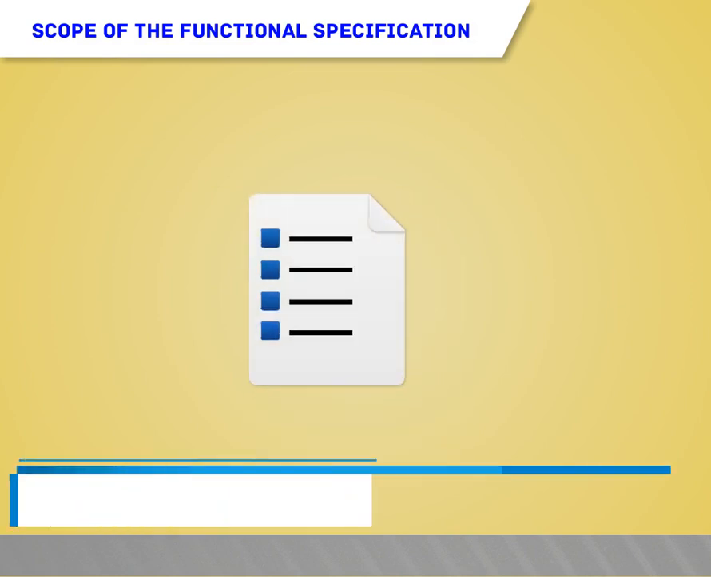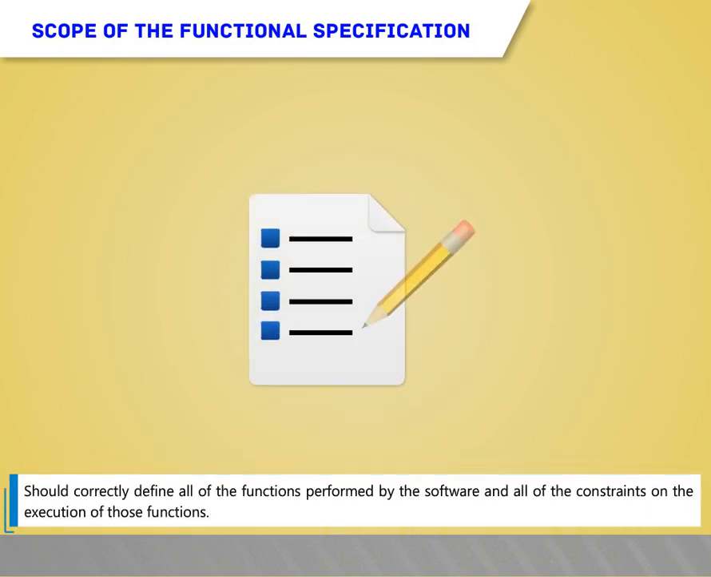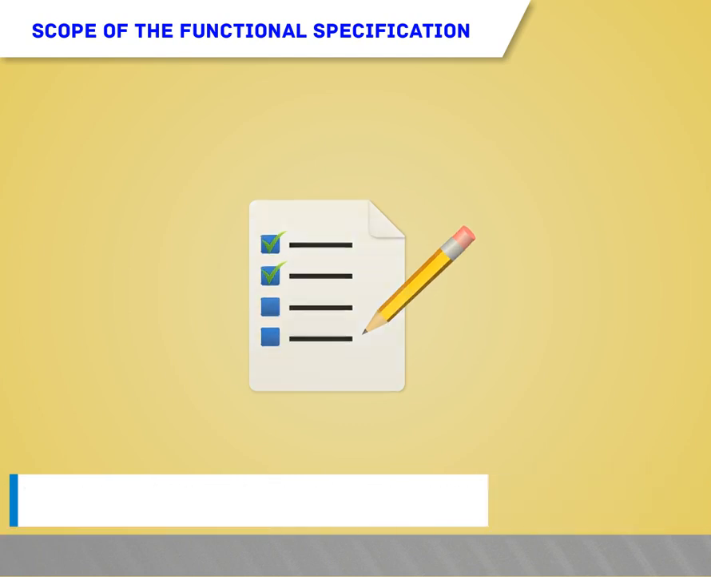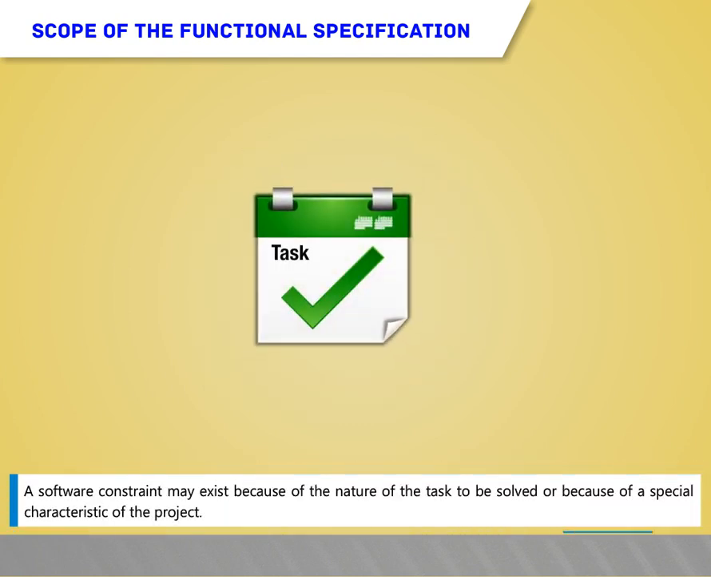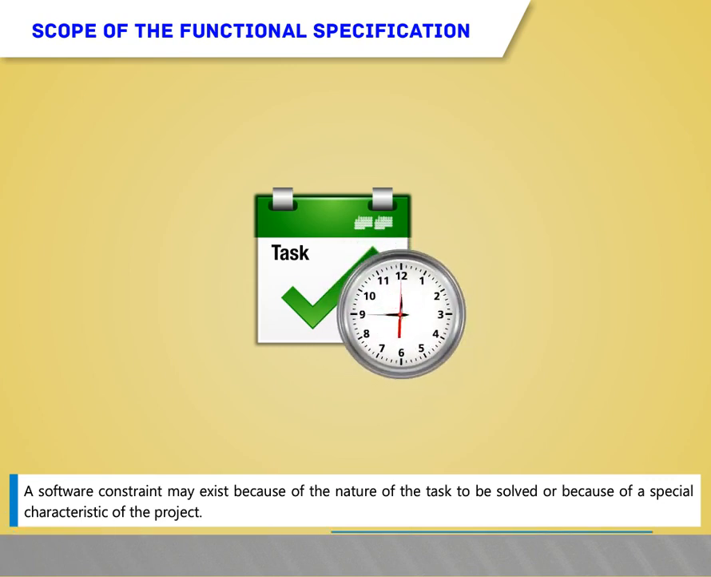Scope of the functional specification. It should correctly define all of the functions performed by the software and all of the constraints on the execution of those functions. A software constraint may exist because of the nature of the task to be solved or because of a special characteristic of the project.